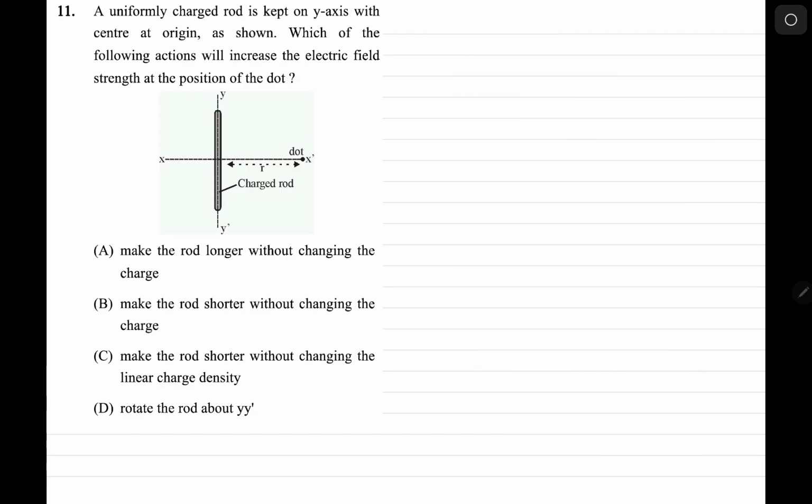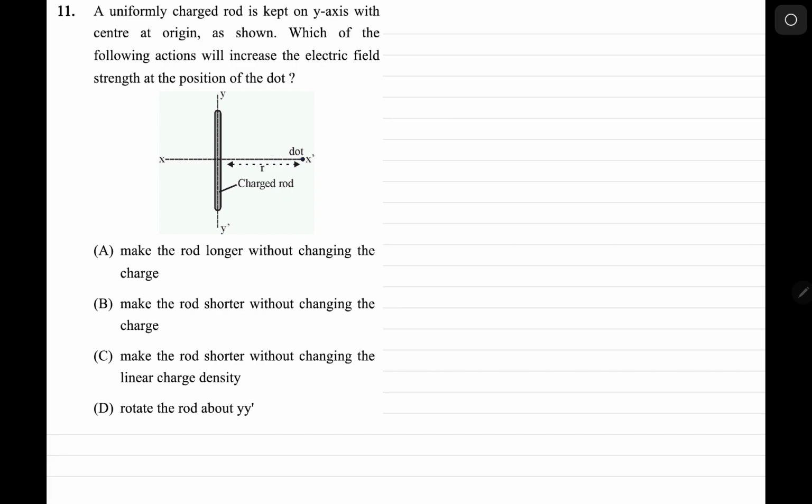Question number 11: a uniformly charged rod is kept on the y-axis with the center at the origin as shown. Which of the following actions will increase the electric field strength at the position of the dot? So we have the uniformly charged rod, and the electric field at the dot point.